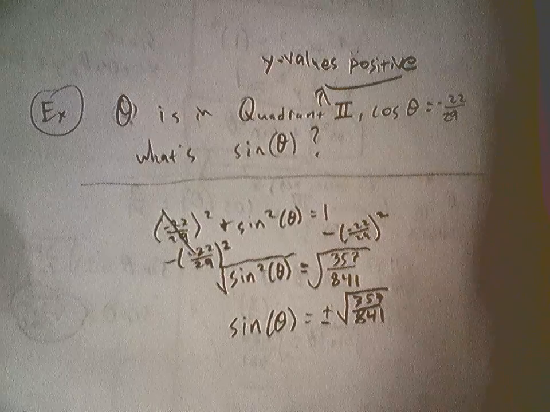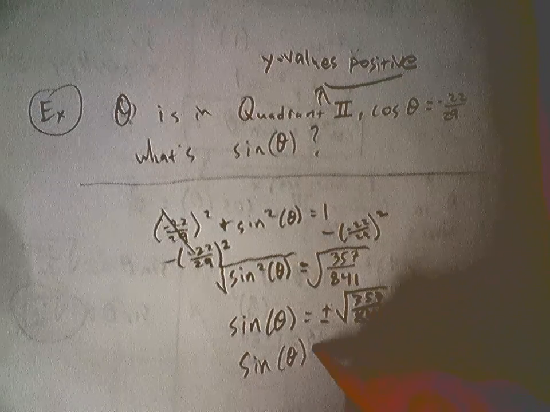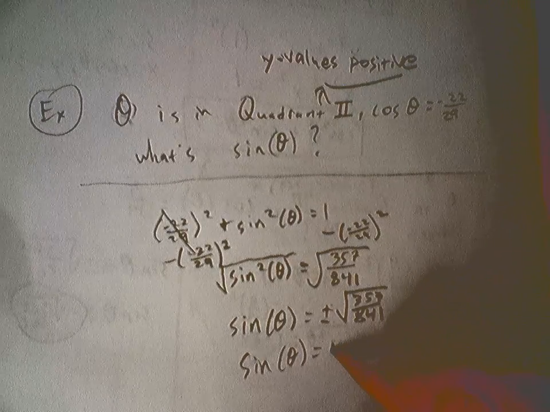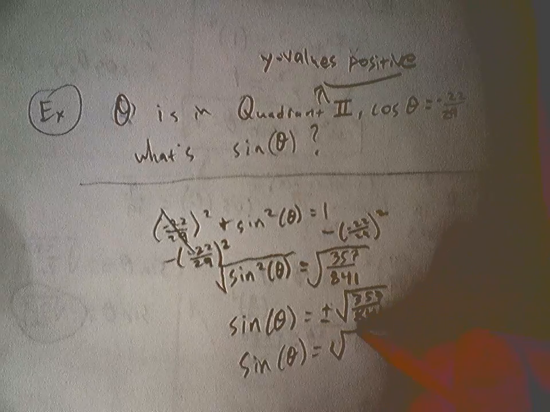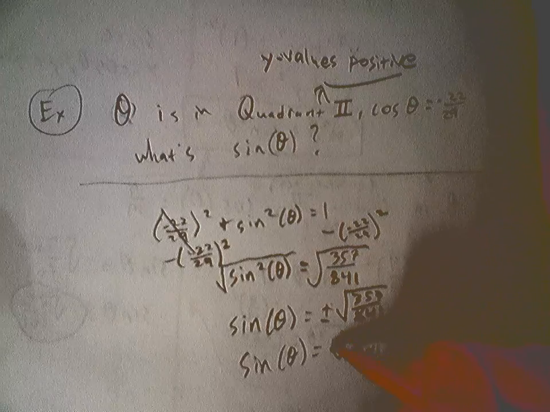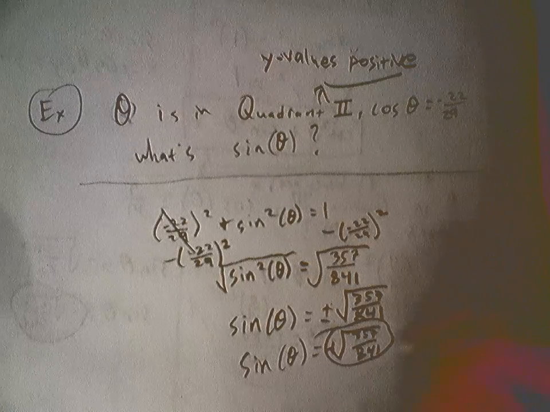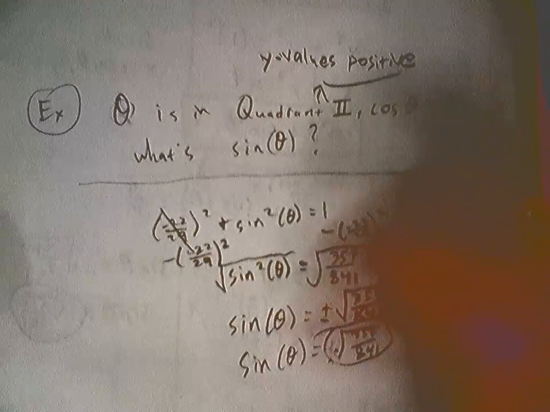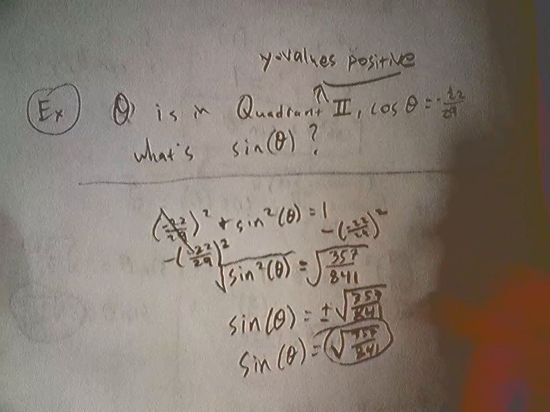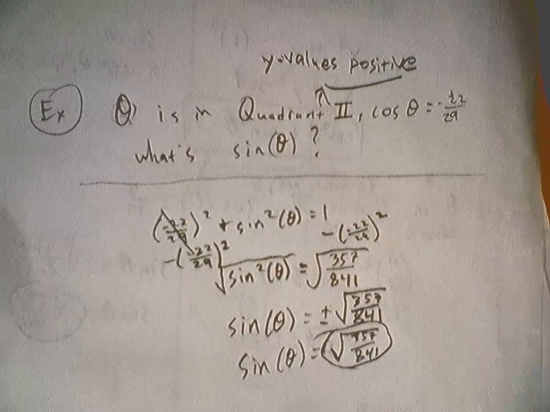In the second quadrant. So that means our final answer here is positive square root of 357 over 841. Let me erase that so it doesn't look like a negative here. So we go with the positive solution, not the negative one.